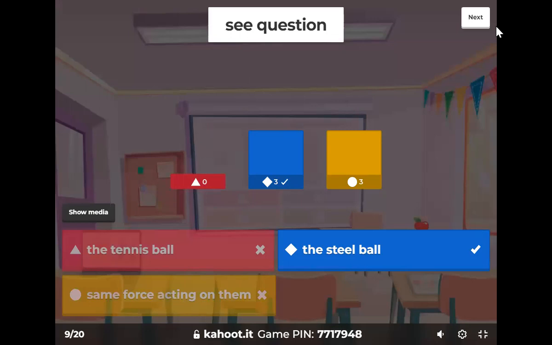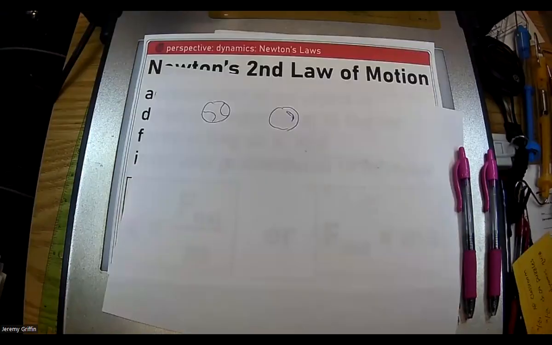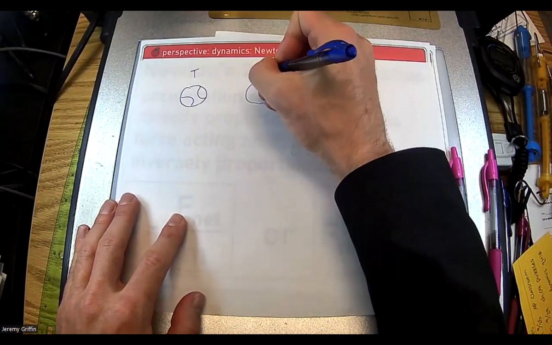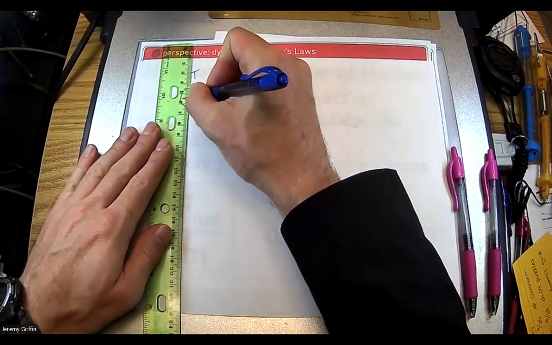Yeah, the steel ball. Here. So let's get these two. Here's the tennis ball. Here's the steel ball. Okay, all right, we're going to drop them both.